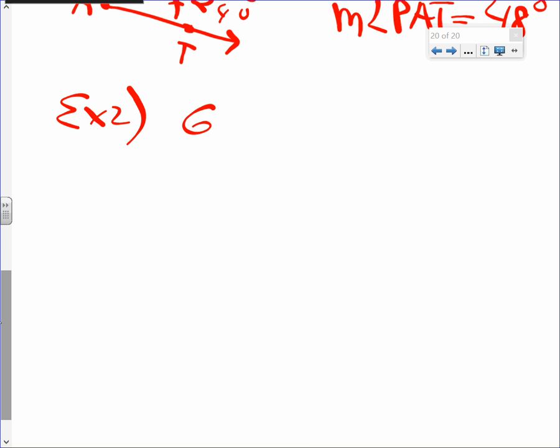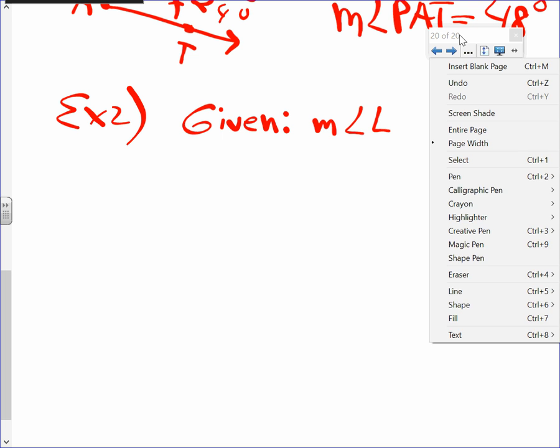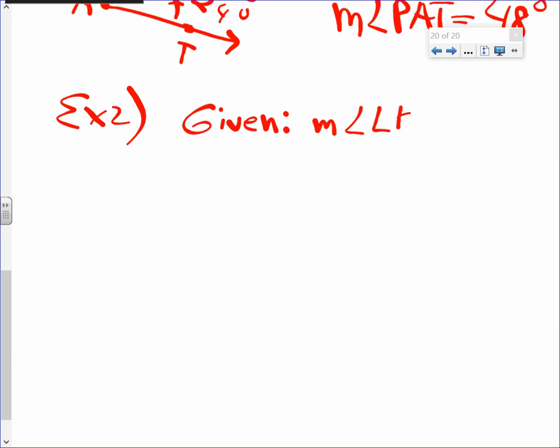Going to write given. So I'm going to give you some facts about a picture I'm going to draw right now. And you're going to use the given facts to solve what's unknown. Watch this. Given the measure of angle LNK, actually LKN, my bad. LKN, the measure of angle LKN equals, watch this you guys, 145 degrees.